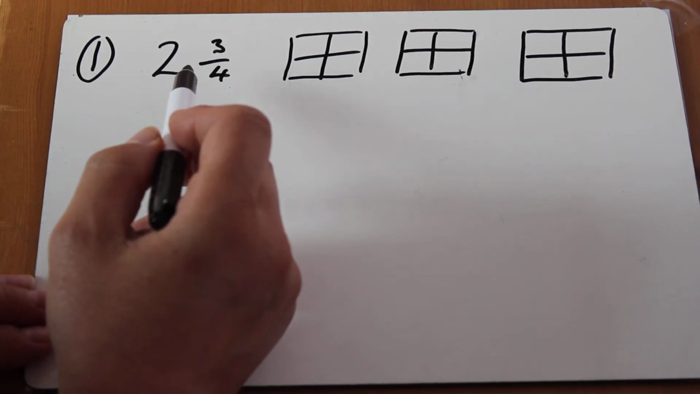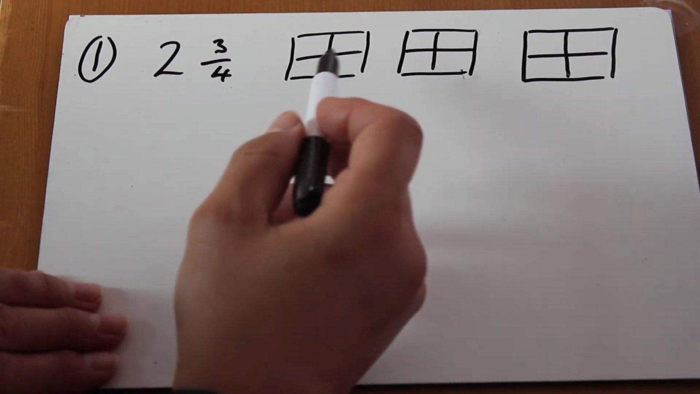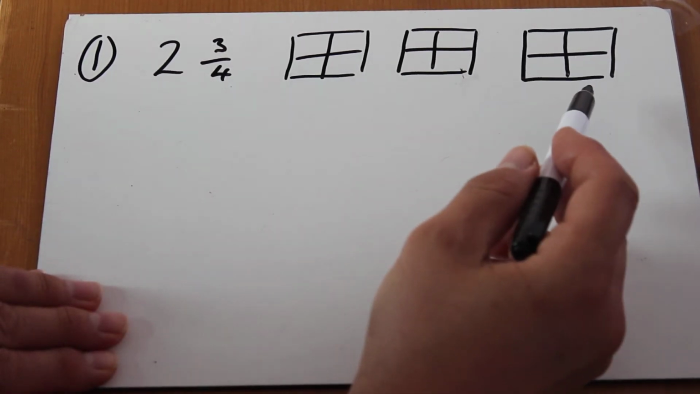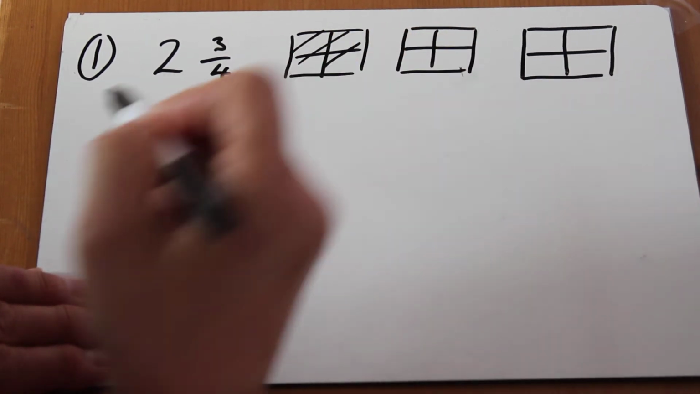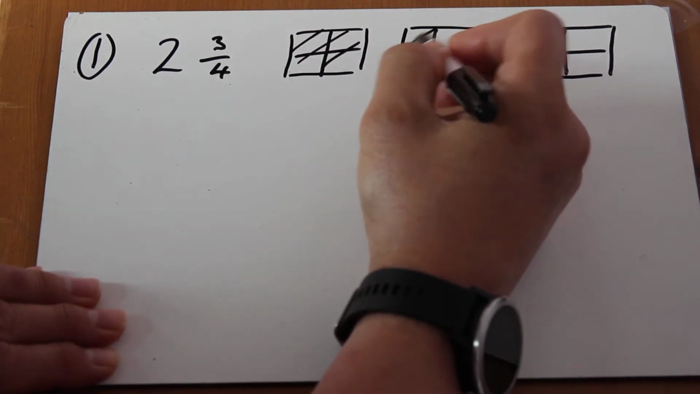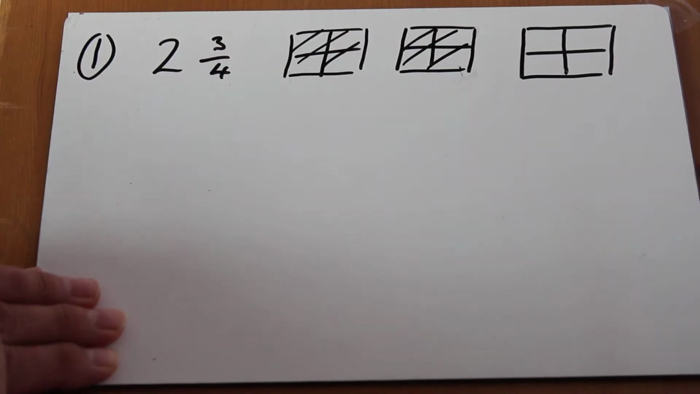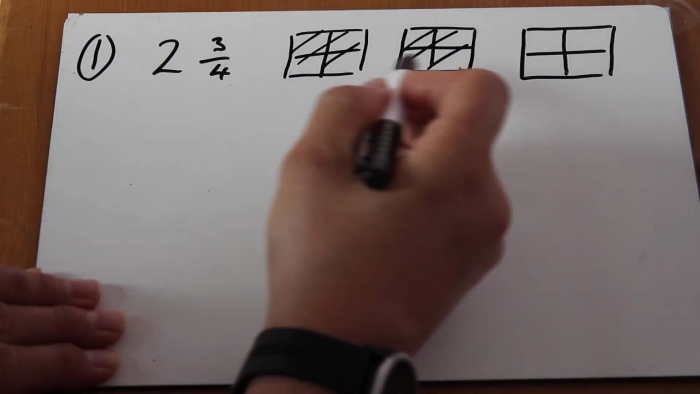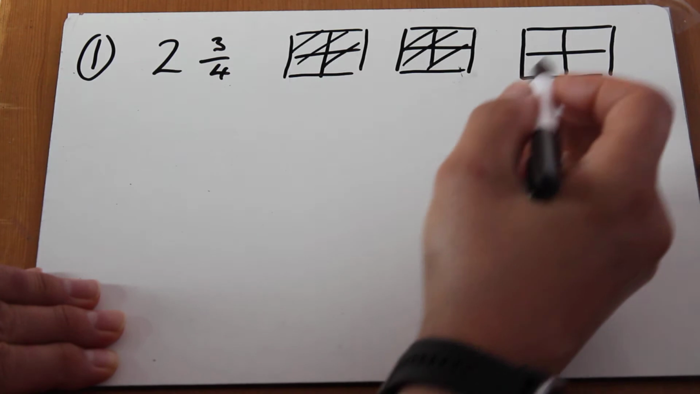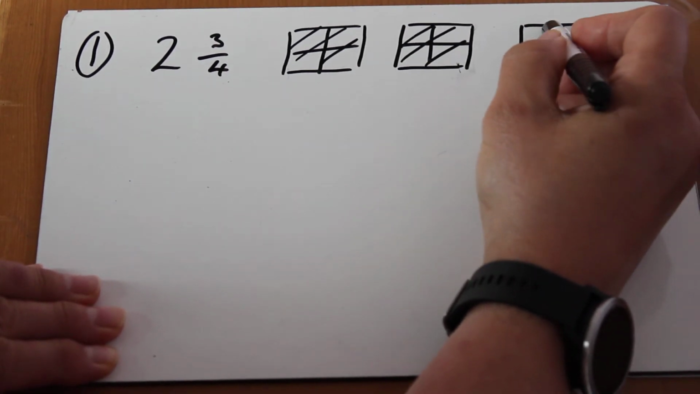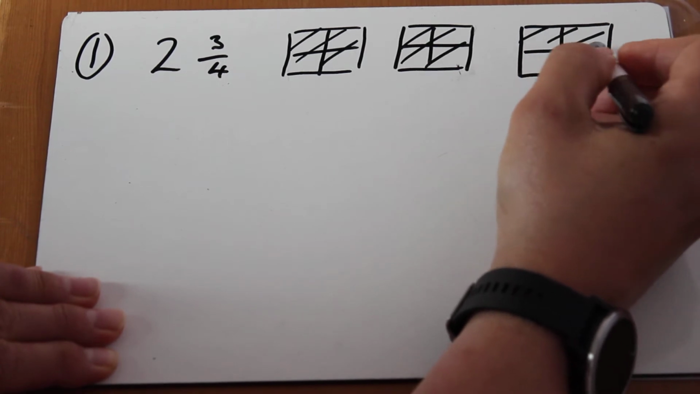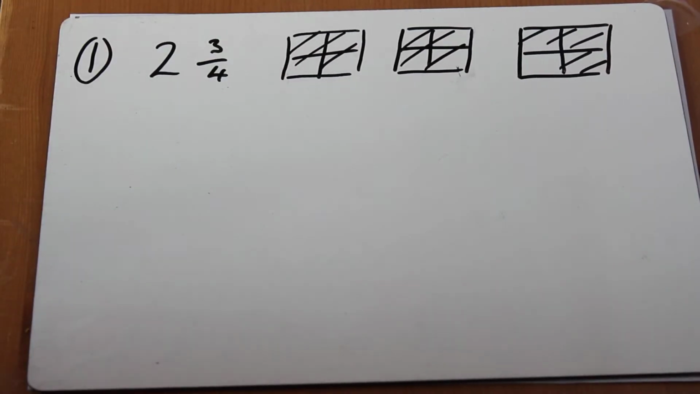If you wanted to look at it in picture form, if I wanted to shade 2 3/4 of these shapes, then I'd shade in a complete one and another complete one, so that gives me my 2. And then if I look at this one, I need 3 out of the 4 shaded, so any 3 to shade like that. So that's what 2 3/4 looks like.